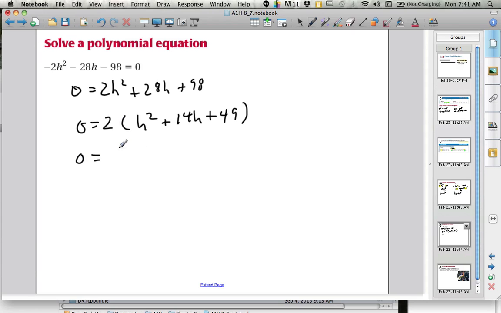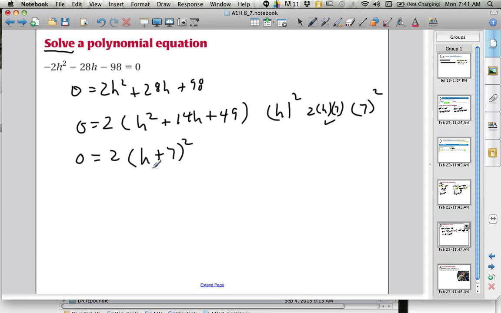Now, when I look at this, is this a perfect square? Yes, it is. It's h squared. And is this a perfect square? Yes, it is. It's 7 squared. And is this middle term 2 times h times 7? That would be 14h. Yes, it is. So this is h plus 7 squared.